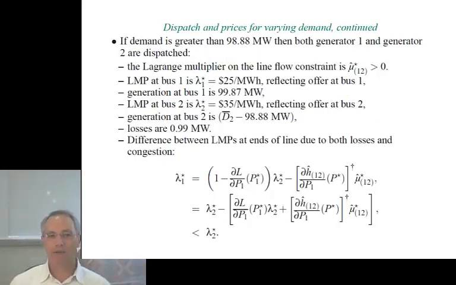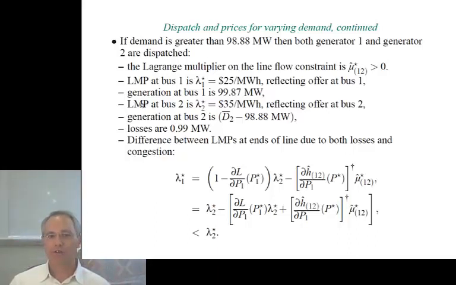If, on the other hand, the demand is greater than 98.88 megawatts at bus 2, then both generator 1 and generator 2 would be dispatched. The Lagrange multiplier on the line flow constraint now would be strictly greater than 0. The LMP at bus 1 would still be $25 per megawatt hour, reflecting the offer at bus 1, and we'd ask the generator at bus 1 to produce 99.87 megawatts. We'd still have 98.88 megawatts delivered at the other end.